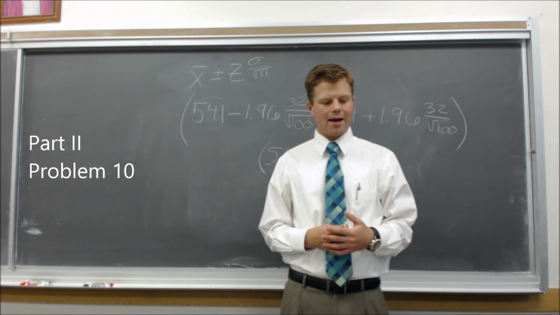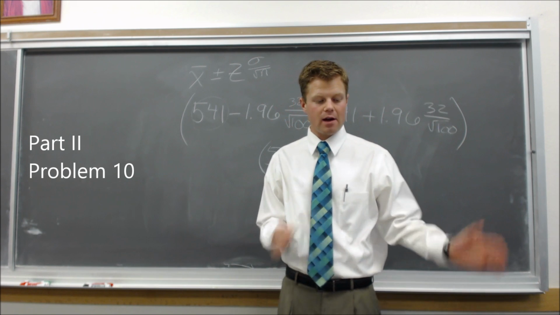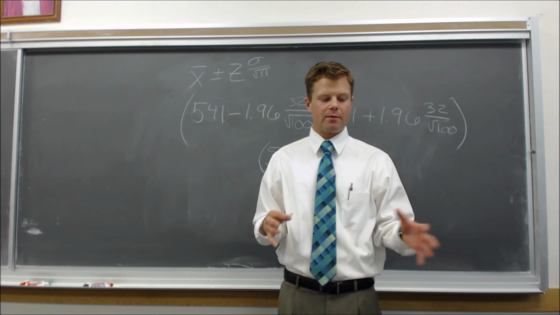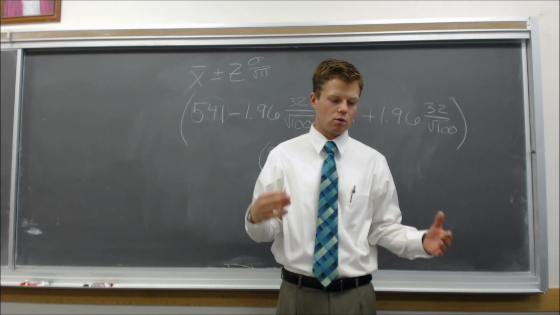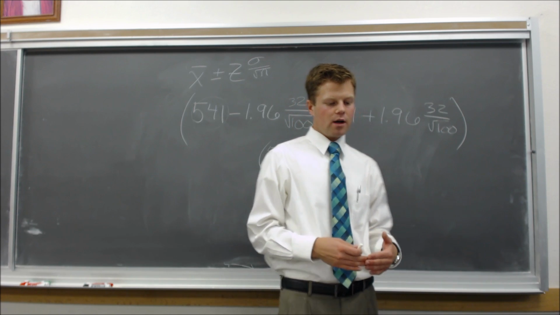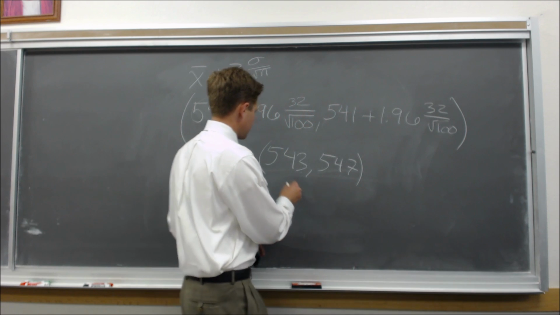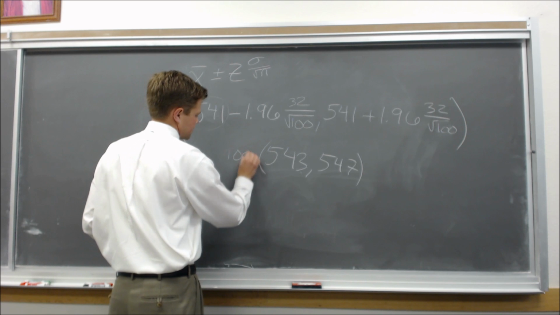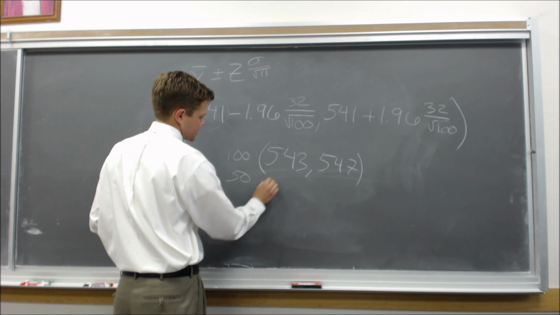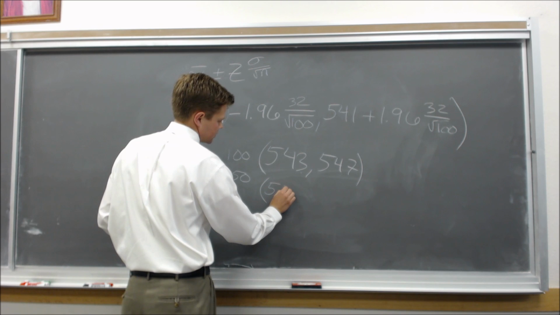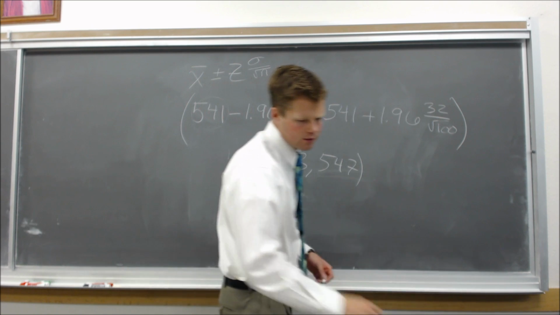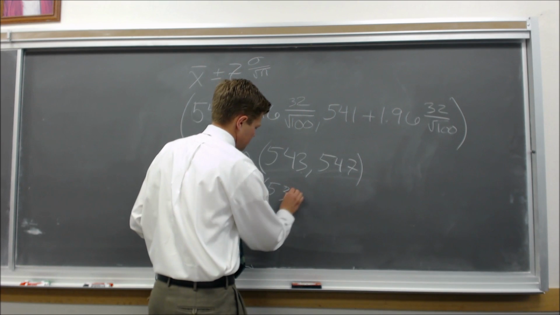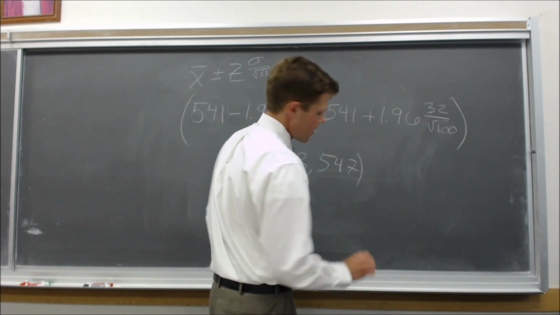Now question 10 asks, how does the margin of error for the 95% interval of sample size 50 compare to the margin of error for the 95% confidence interval of sample size 100? Okay, so now if we compare for the 100, and then when we had a sample size of 50, it was 532 to 549.